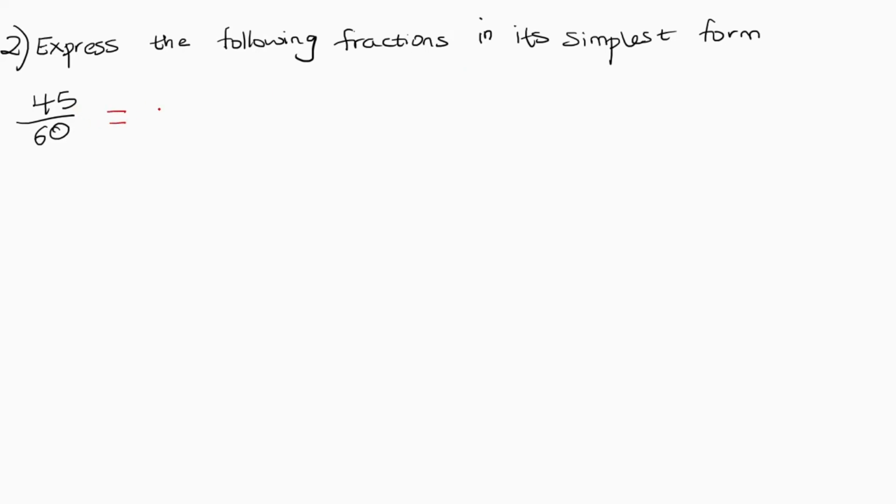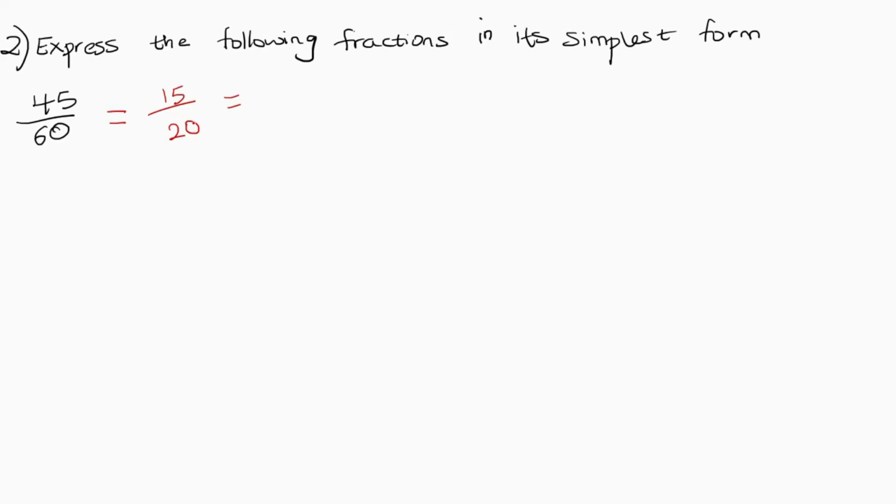Now you think of a number that can divide both 45 and 60. Now 2 can't divide 45, but 2 can divide 60, so we can't make use of 2. So let's try out 3. Now 3 can divide both 45 and 60. So 3 divide 45 is going to give us 15. Now 60, 3 divide 60, we're going to have 20. Now what can easily divide both numbers? Now 3 can divide 15, but 3 cannot divide 20. So 3 is out of the picture.